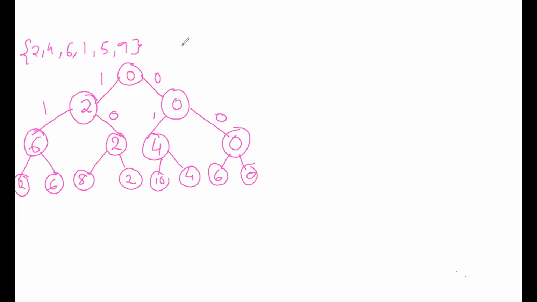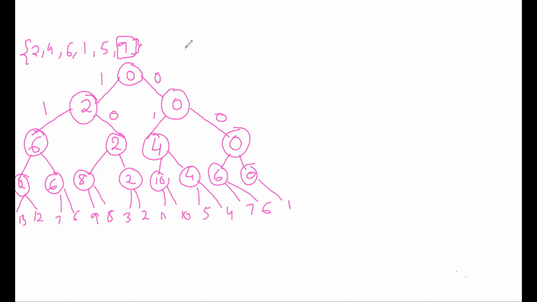Okay, so let's for now just eliminate this 9. It'll just make the tree very big. Now, 1. Just write 1 will give me 13 and 12. Will give me 7 and 6. Will give me 9 and 8. 3 and 2. 11 and 10. 5 and 4. 7 and 6. 1 and 0. And the next one is 5.